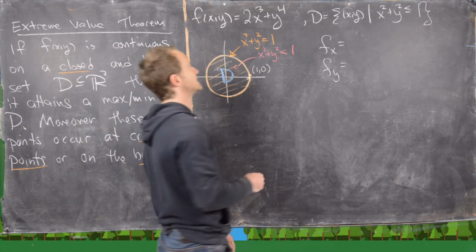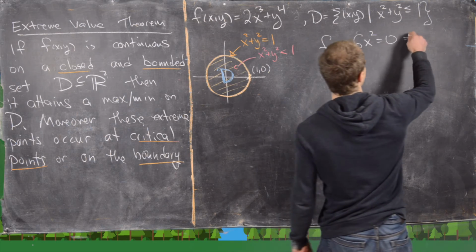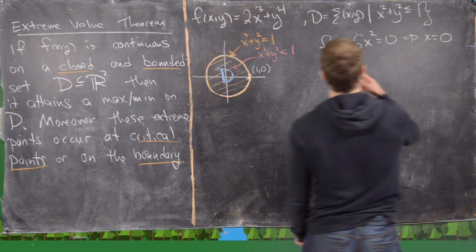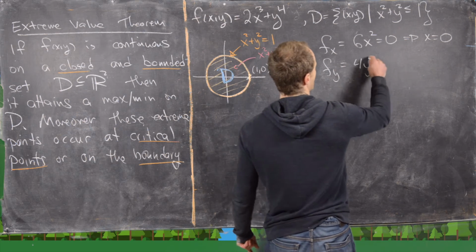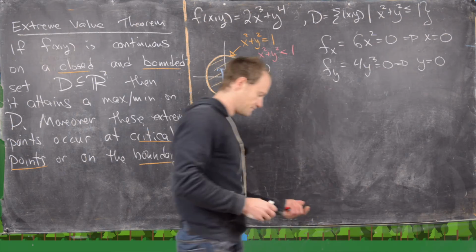The partial with respect to x is given by 6x squared. Set that equal to 0. We get x equals 0. The partial with respect to y is 4y cubed. Set that equal to 0. We get y equals 0.